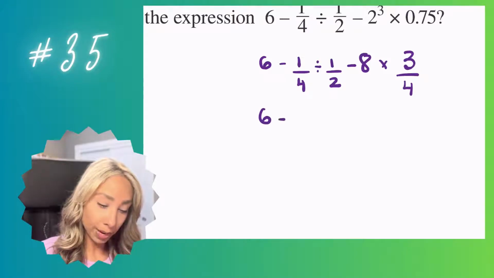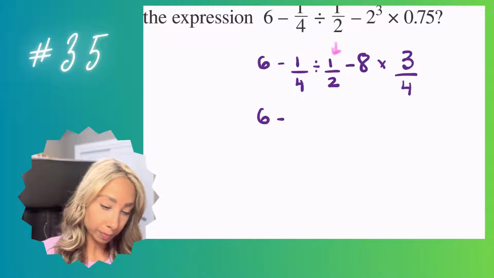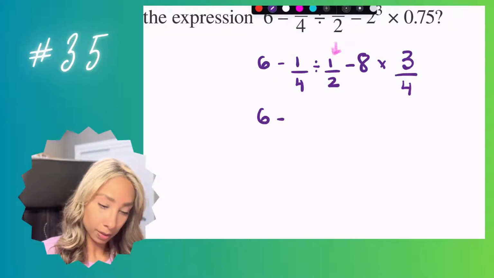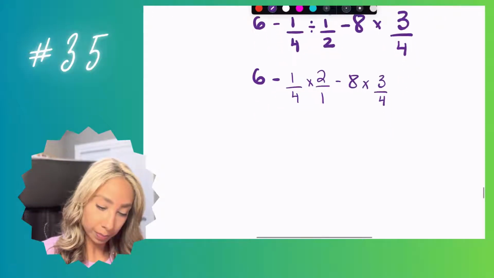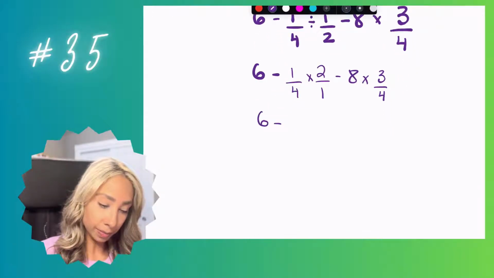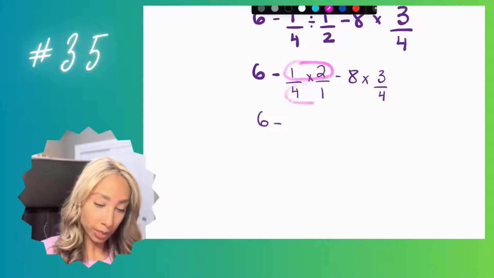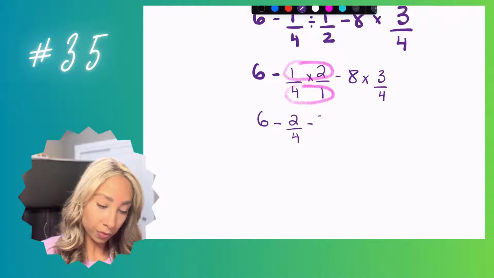And again, I'm just going to rewrite everything. And I'm going to go ahead and flip this one. So that's going to be 1/4 times 2/1 minus 8 times 3/4. Okay, let's evaluate that further. So for multiplication, we're going to go top times top, bottom times bottom. That leaves me with 2/4, take away 8 times 3/4.